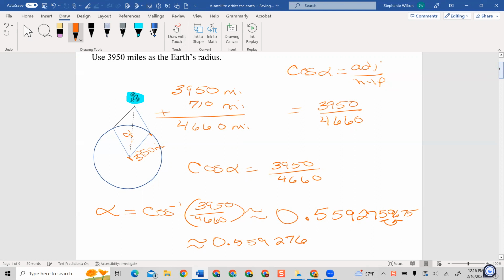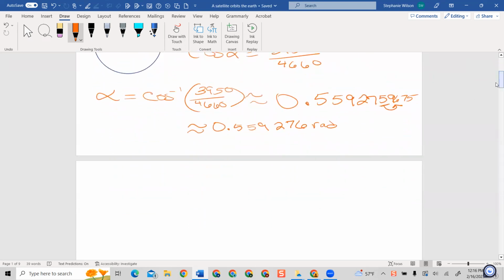Now that I know this, and it's in radians, I can actually go find the width of the path seen by the satellite, right? So I'm going to use this formula that was given to us in these sections, where the surface is equal, and it's actually a small s. I kind of wrote it a little too big. s equals 2 alpha times the radius.